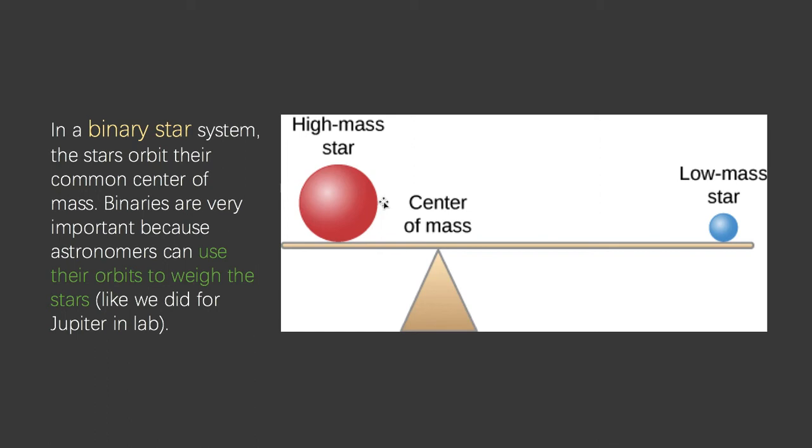But with binary star systems, we see a much more notable shift of the center of mass. And so both stars appear to be in orbit. You can physically see it. And the significance of the orbit is that, like we did in the Jupiter lab, we can use orbits to weigh the things that are in orbit using the laws of gravity.